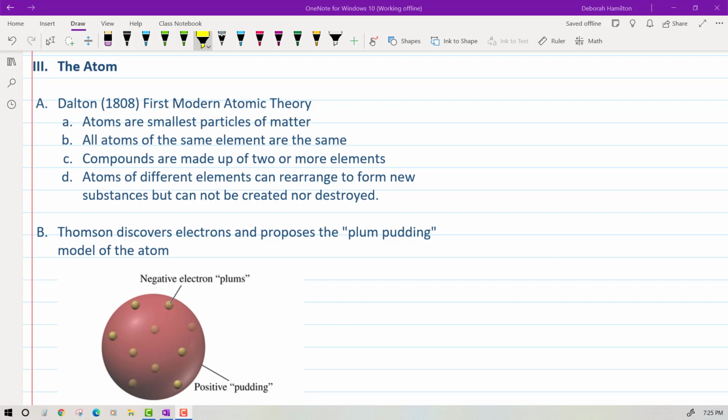Right, this is Chapter 4, Summary Notes. This is the section on the historical development of the atomic theory. Dalton proposes the first modern atomic theory, and it's based on many other scientists' work. He puts together this theory that atoms are the smallest particles of matter, and they are indivisible. You can't break them down any further.